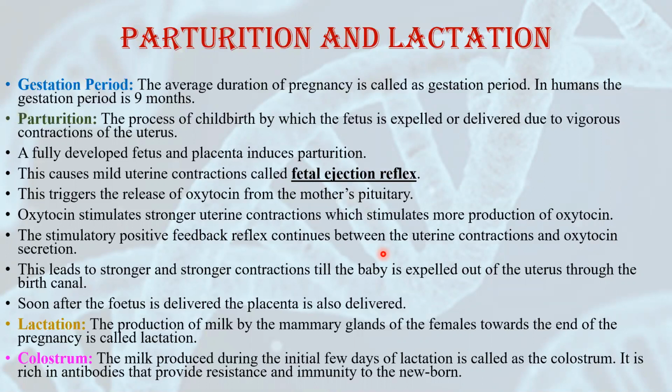The milk that is produced during the initial few days of lactation is known as colostrum. Colostrum is very important for the child. It is the yellowish thick milk which is produced during the initial days of lactation. Why is colostrum important? Because it is rich in antibodies, and these antibodies provide resistance and immunity to the newborn. Now the third homework today is which antibodies are present in the colostrum. Find the answers of all these three questions.